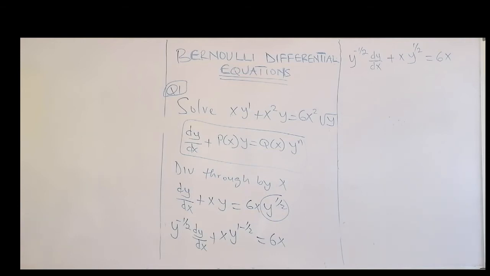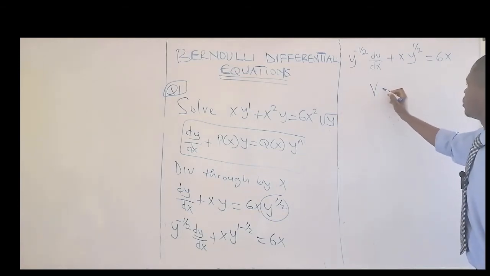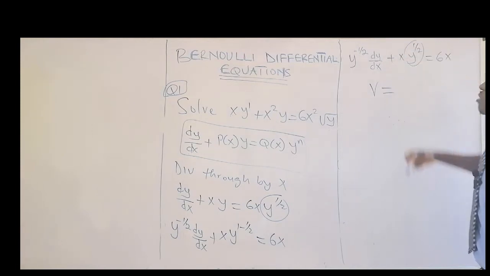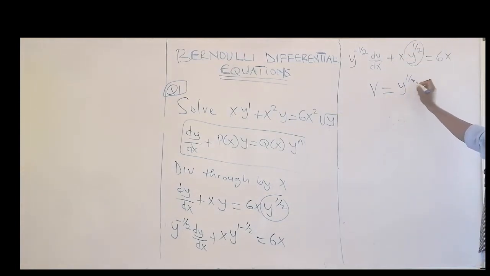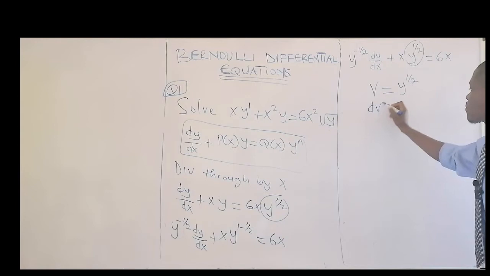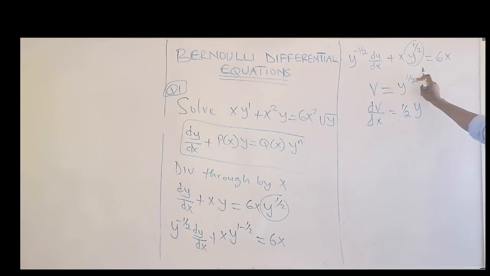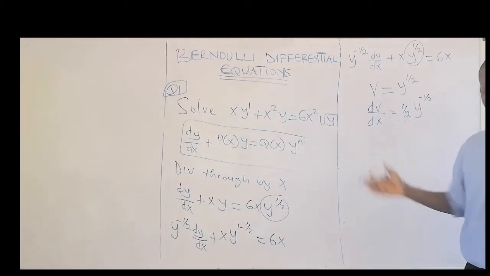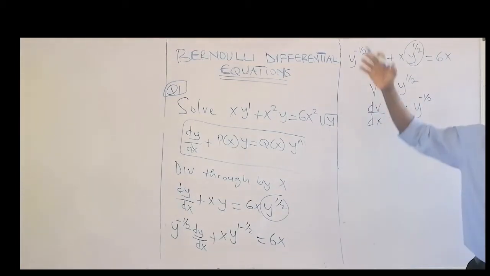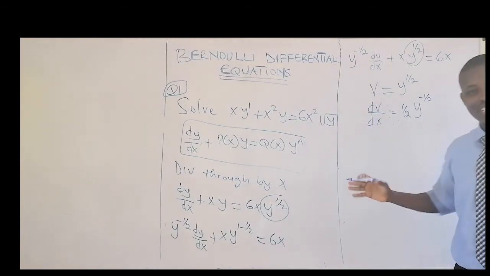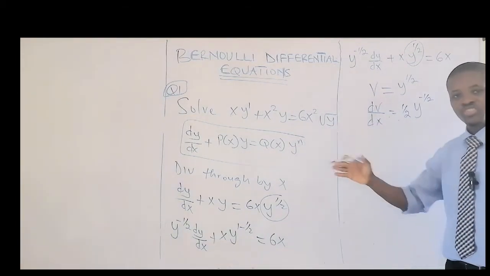The next thing we do is a substitution: let v equal this, y to the half. Then differentiate implicitly, and you have dv/dx equal to half y to the power half minus 1, that is y to the minus half, dy/dx. If you're having problems with differentiation, there are exclusive videos that take care of everything you need to know about differentiation. So please watch those videos.